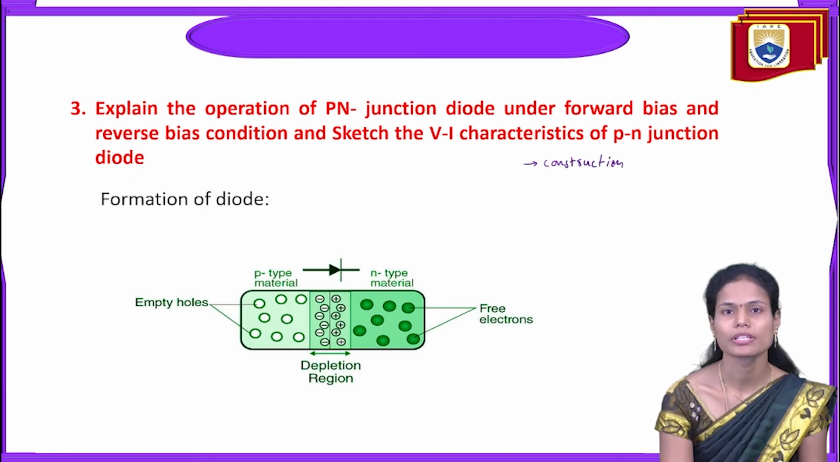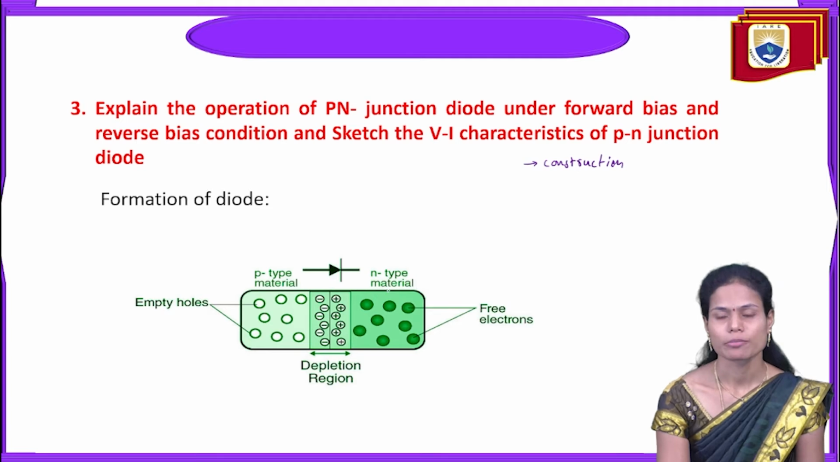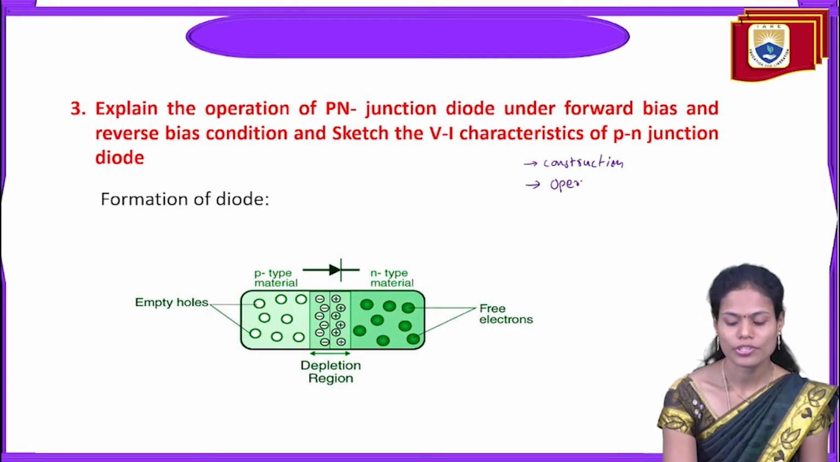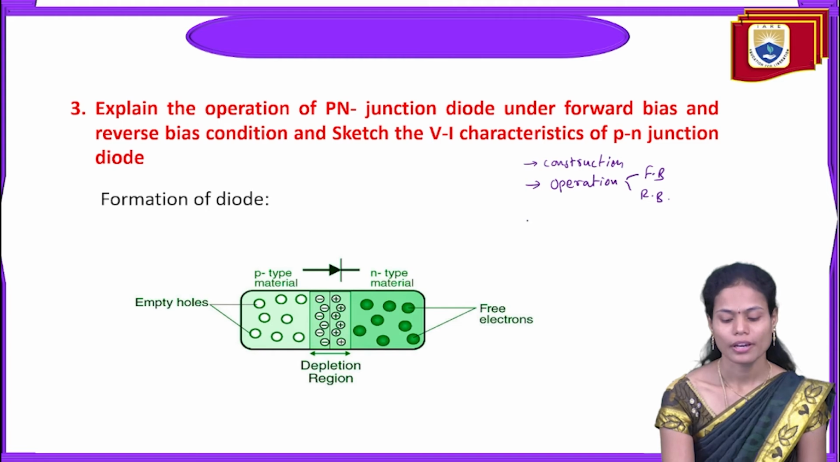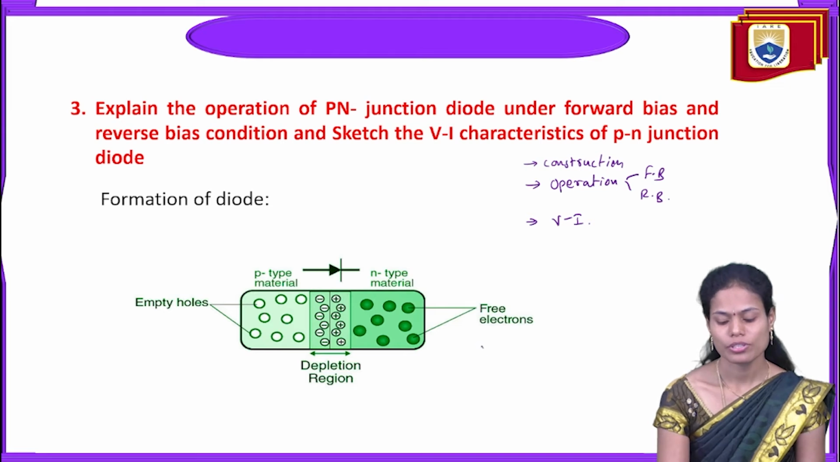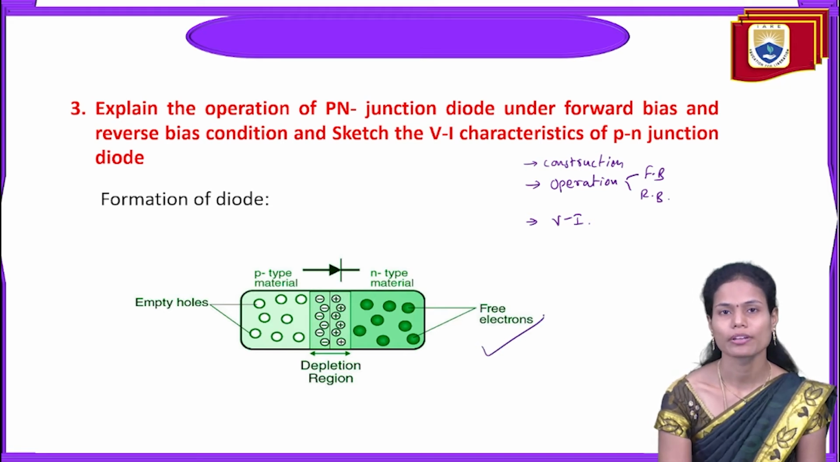Just now in the previous slides I have explained the operation or working of the diode in the forward bias condition as well as in the reverse bias condition, and also we have to draw the VI characteristics in the forward bias as well as in the reverse bias. So this is the formation of the diode. You need to explain how we are taking the p-type and n-type materials, how we are forming the junction, and how the depletion region is forming.